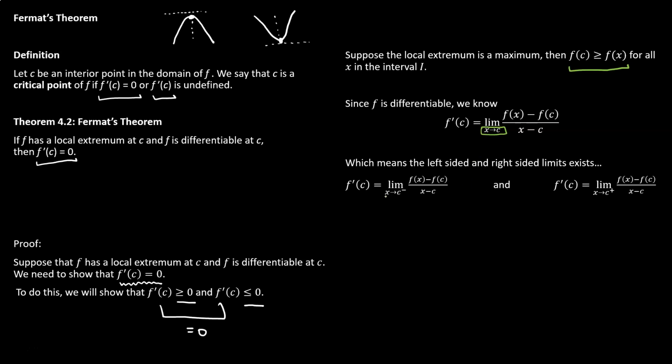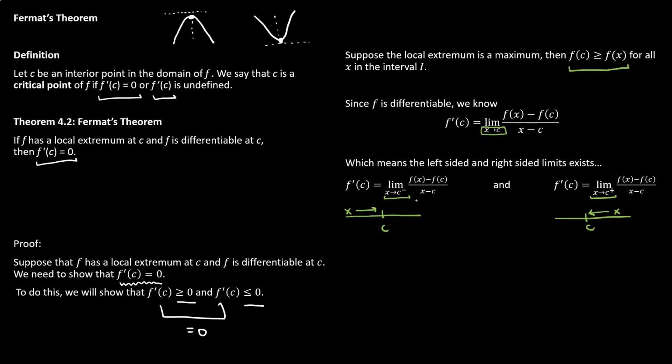So we have the left-sided limit over here, where x is approaching c from the left. If we're thinking about a number line, c is on that number line, x is approaching it from the left. And then we have a right-sided limit, where x is approaching c from the right. So if we had our number line with c on it, x is coming from the right.